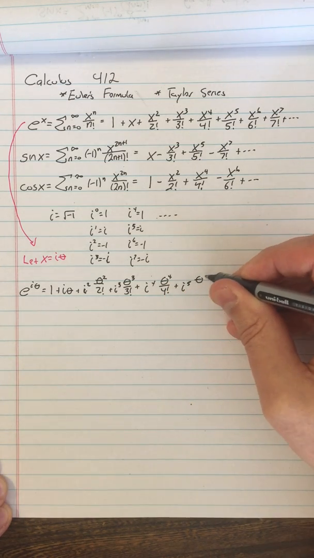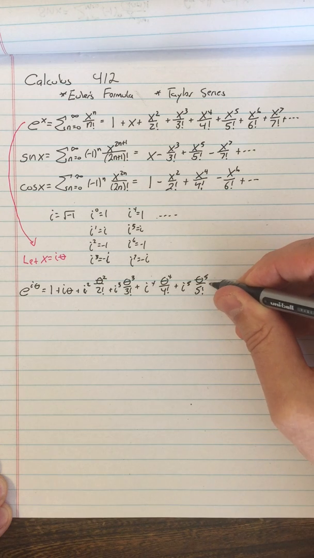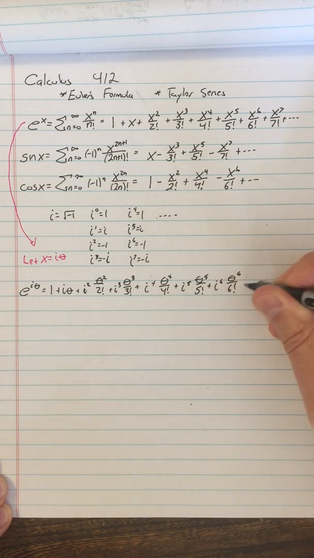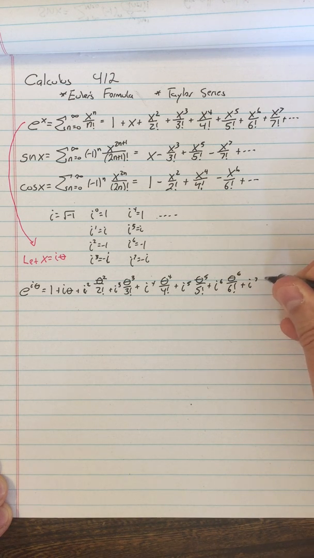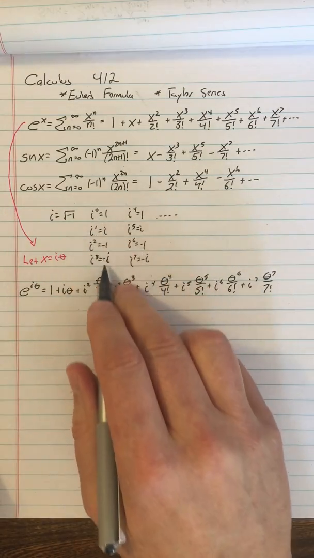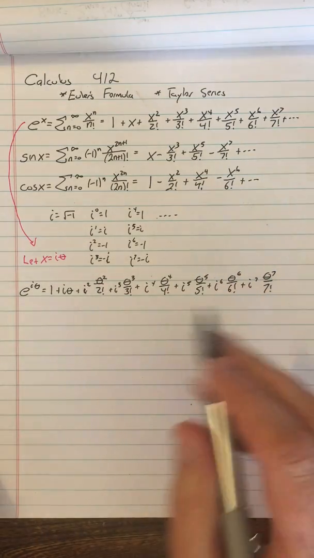I'm writing out a lot of these terms because we need to be able to ascertain the pattern, which alternates in a strange way. I'm going to go out to the 7th power. It's i seventh theta seventh over 7 factorial. Did that all fit on the screen? Yes, it did.